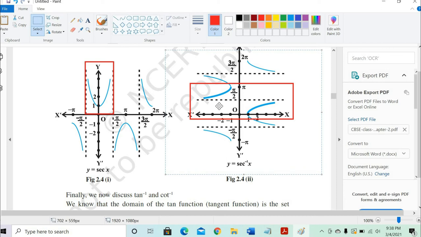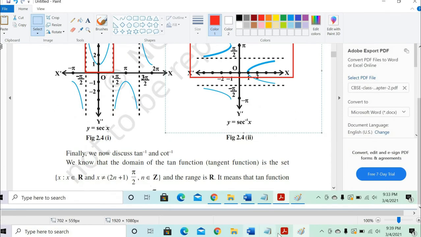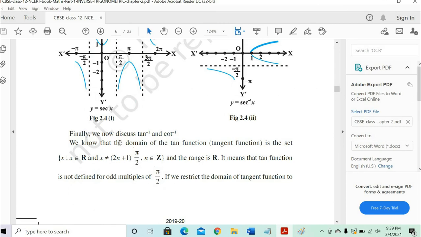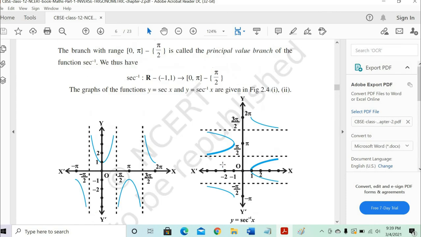So you got unique values between 0 to pi by 2 and pi by 2 to pi, because none of the outputs are repeated. Every input has a unique output. Understood? Any questions, any doubt? No, sir.